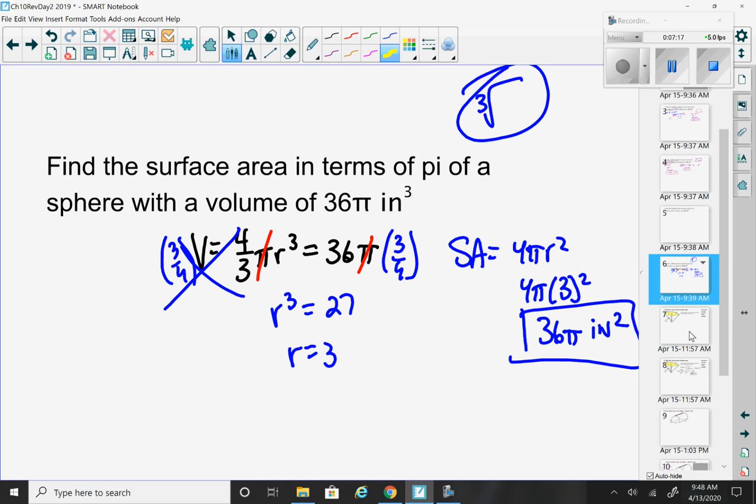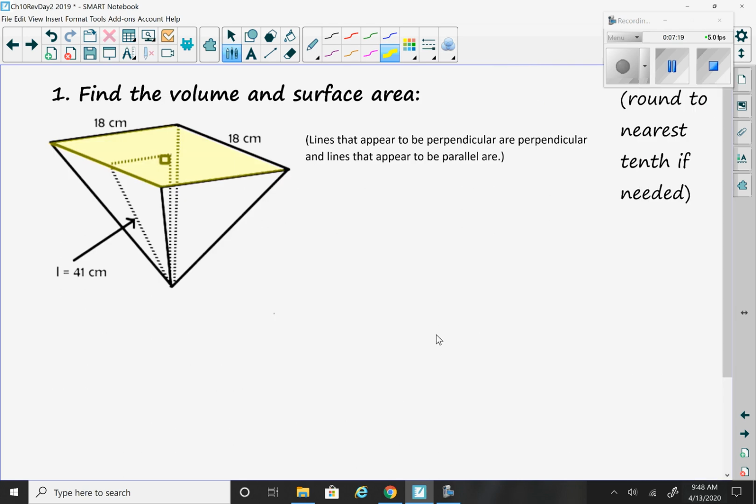The next one that I'd like you to try is a little bit easier. This is just a square pyramid, just like the square pyramid in the bell ringer. I'm giving you a slant height here of 41. That's going to help you for surface area. But when you're trying to find the volume, you're going to have to figure out the actual height. Notice that you have a right triangle there, and think back to that bell ringer problem that we just did. Go ahead and pause the video and see if you can find the volume and surface area of this square pyramid. Pause it.